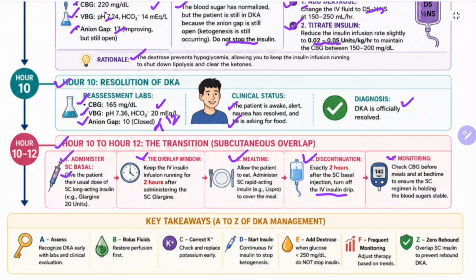Monitoring. Check current blood glucose before meals and bedtime to ensure the subcutaneous regimen is holding the blood sugar stable. What are the key takeaways? Assess: recognize DKA early with labs and clinical evaluation. Bolus fluids to restore perfusion first. Check and replace potassium early.